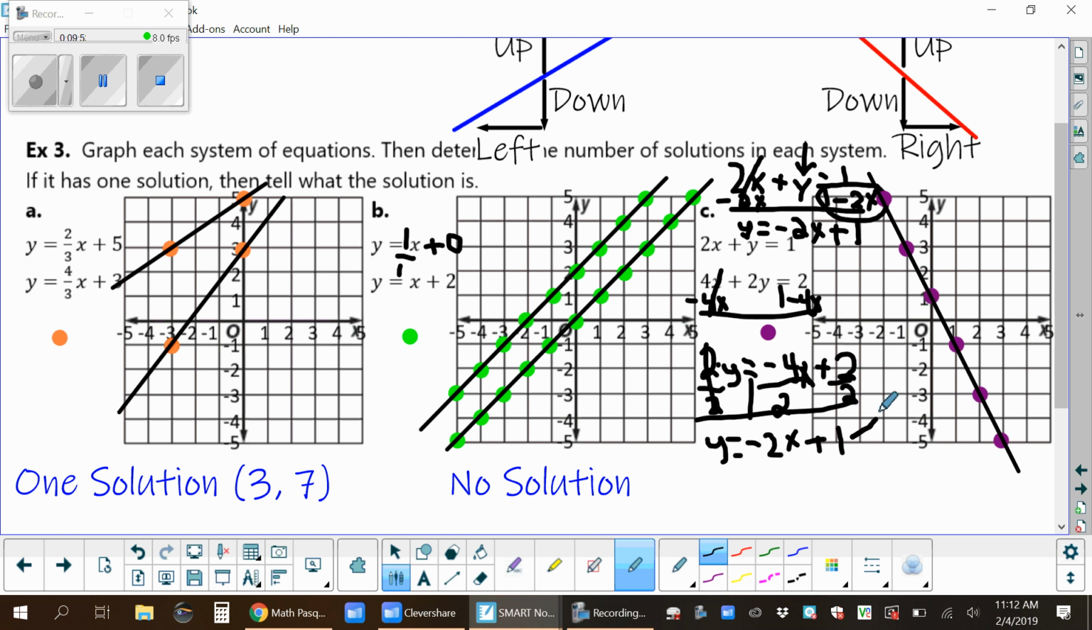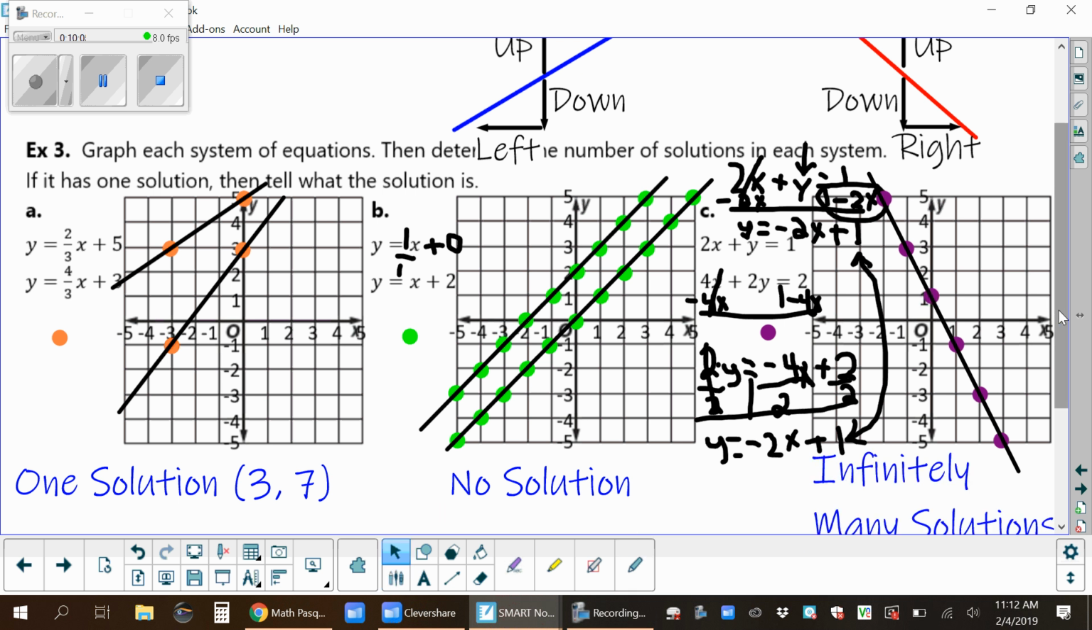So then now, hopefully you can see that these equations came out exactly the same. Y equals negative 2x plus 1, which means it makes the same line, which is why this is infinitely many solutions.